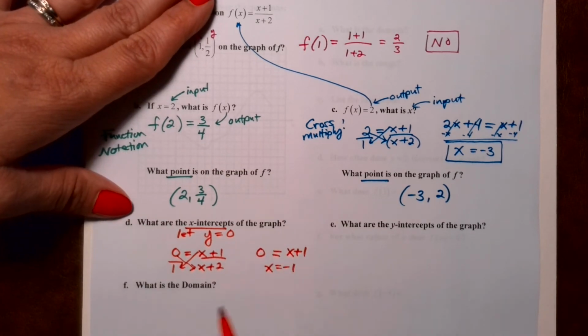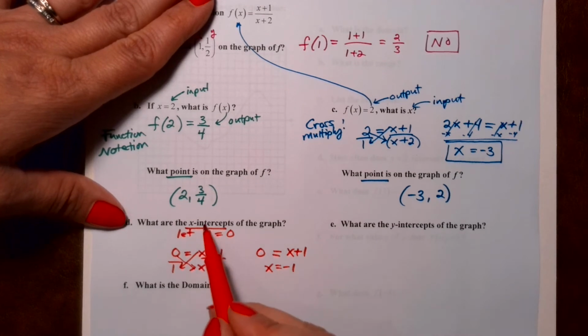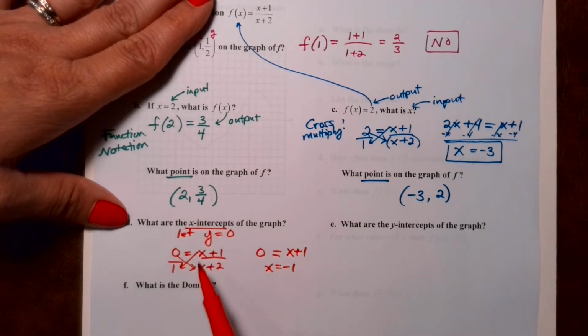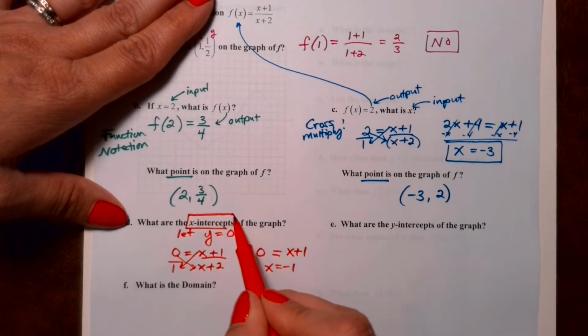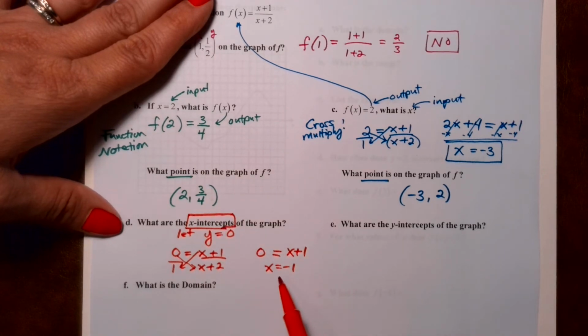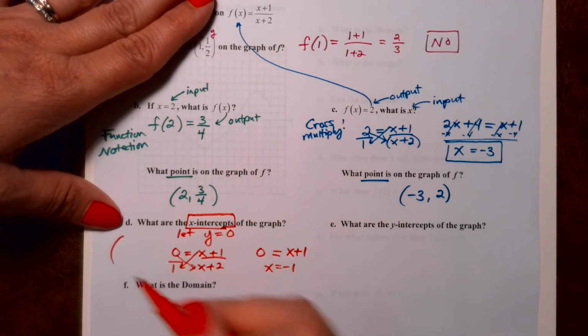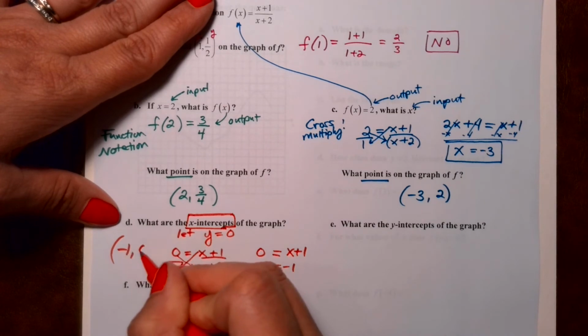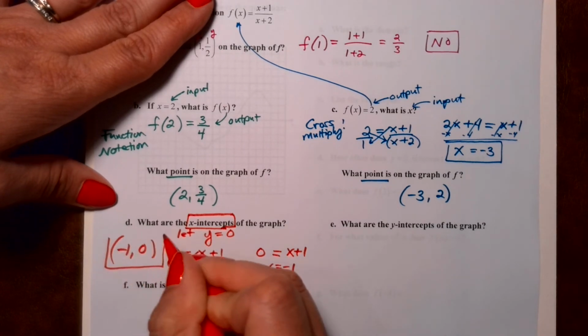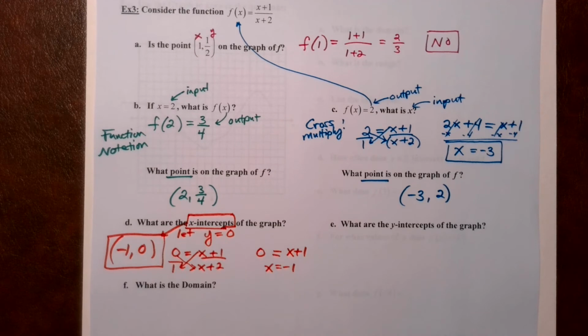Wait a minute. Is that how you write an x-intercept? No, when you have an x-intercept, remember, we have to write it in point form. So the x-intercept is negative 1, comma 0. Make sure we write it as a point.